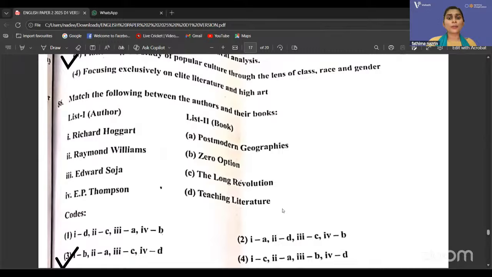Now, match the following between the authors and their books. Let's see the ones that we know. Raymond Williams, you should know that he wrote The Long Revolution. So 2 is C. You have just one option here. It's 2C. Now, Edward Soja, he wrote Postmodern Geographies. So 3 is A. E.P. Thompson, he wrote the work Zero Option. Now, Richard Hoggart is associated with teaching literature. So for 86, the answer is option number 1.